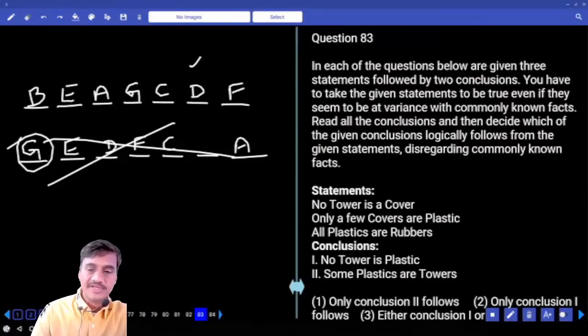Done? Then 83. Now 83 onwards, they are based on syllogisms. Now question number 83.